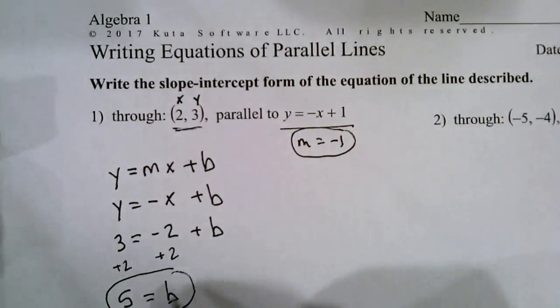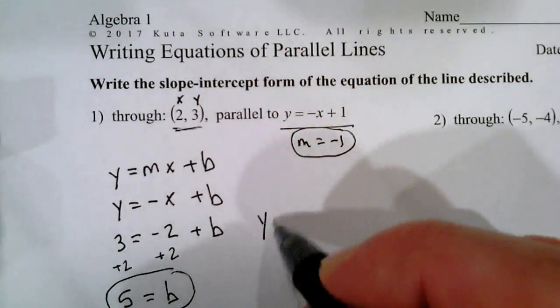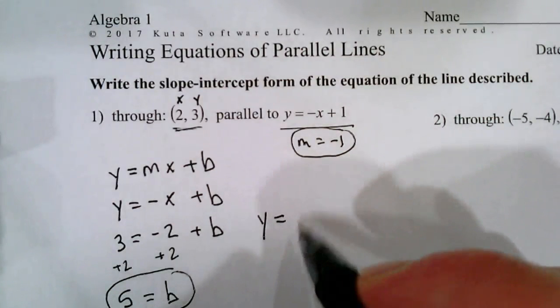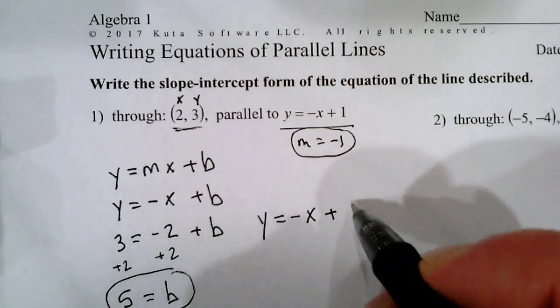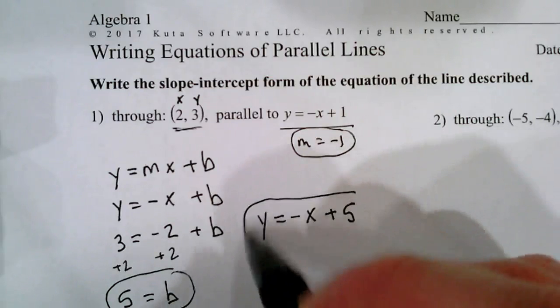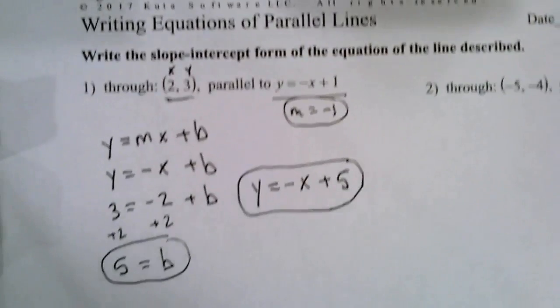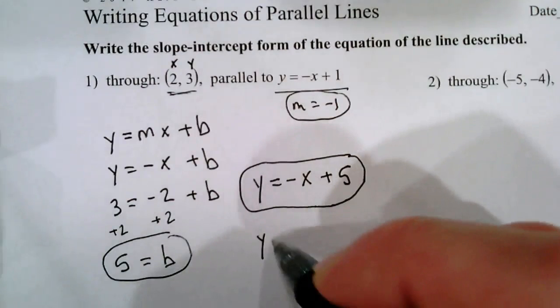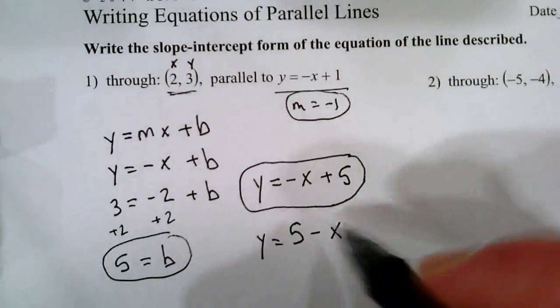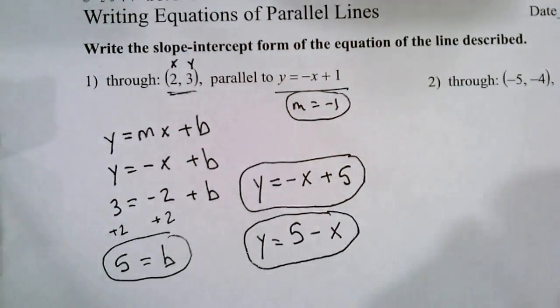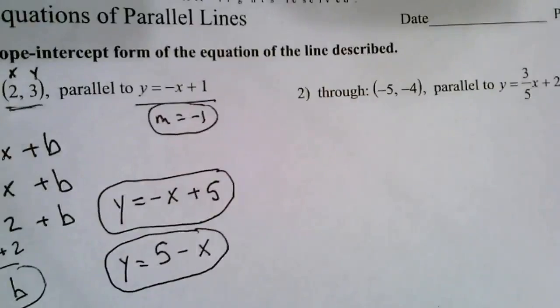So now we know b, and we know m, and so our equation is y equals negative x plus 5. There you go. And you could also write this as y equals, you could flip them around, which you might see this way sometimes, 5 minus x. Either one of these would be true. All right, let's take a look at another one.